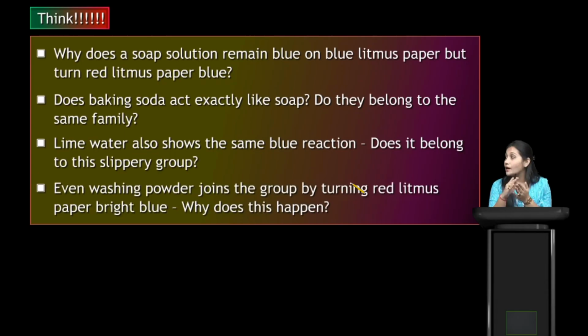And the last one is, when washing powder joins the group by turning red litmus paper bright blue, why does this happen? Even in the washing powder we have seen that it has changed the red litmus paper into blue color. Why does this happen? You should think about that. Okay.